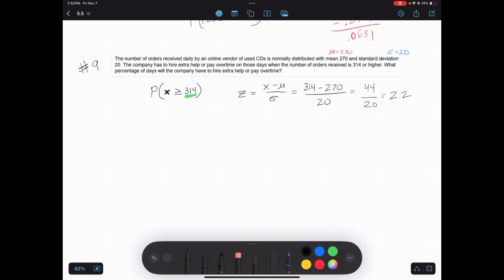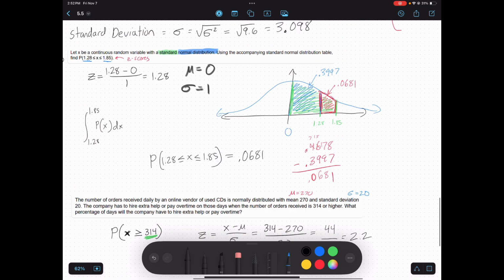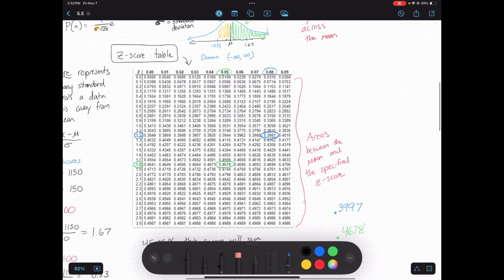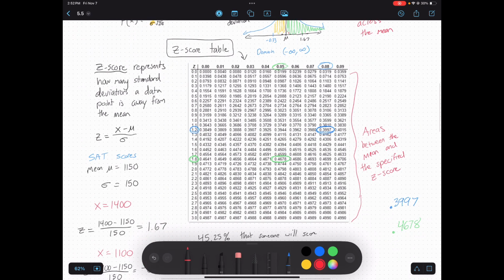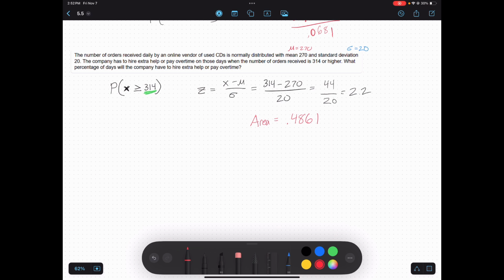So I now have a z-score for this data value, and I can go ahead and come up here and find the area for 2.2. So I'm going to go to 2.2 on this side, and since I don't have a hundredths place, I just use the hundredths place of 0. So there's my value, 0.4861.